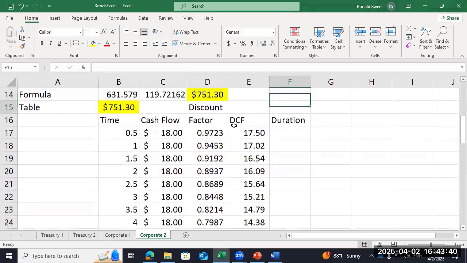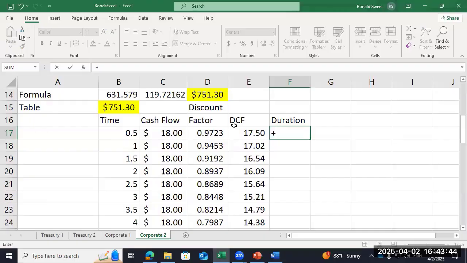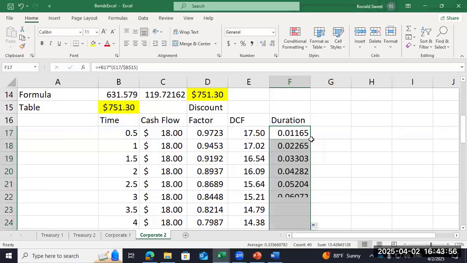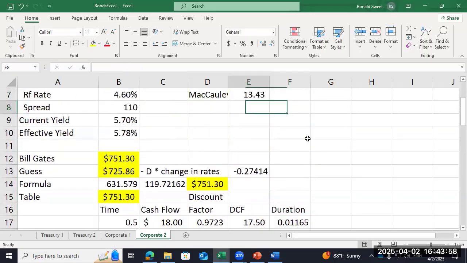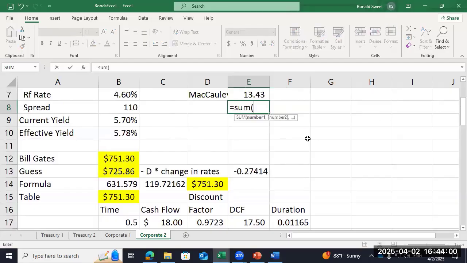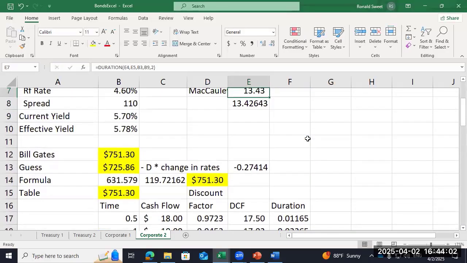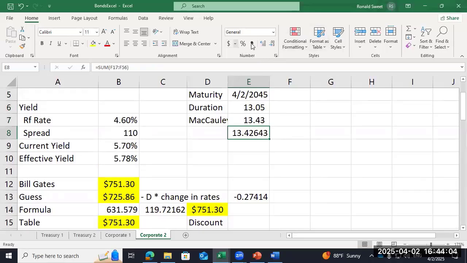Remember, all duration is you take your weighted average time. Our time here is 6 months, but our weights are discounted cash flows. So we take the 1750 divided by the price, and that's our weight for the first time. You multiply it, you just copy that down, and that gives you the same answer, all right?